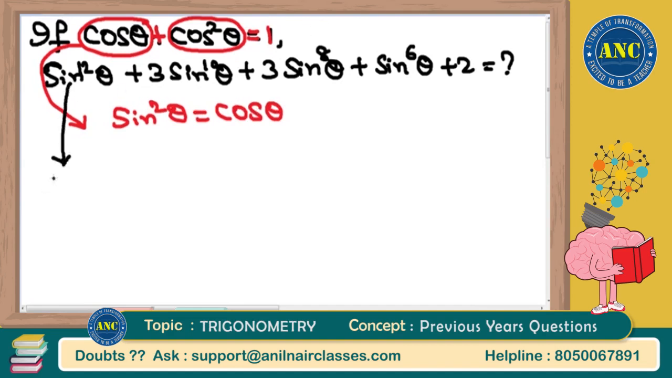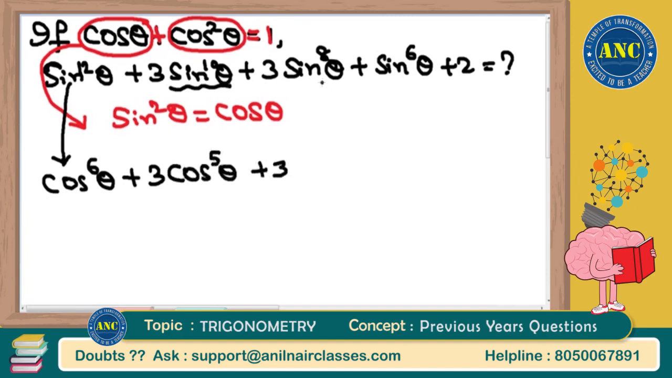Sine power 12 theta is cos theta power 6. Right? Cos theta power 6. 3 times of sine theta power 10 is cos theta power 5, plus 3 times of sine theta power 8 is cos theta power 4, right? Similarly, sine theta power 6 is nothing but cos theta whole cube, plus 2, right? This is what I need to find.